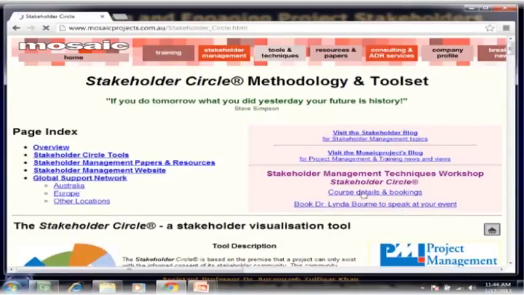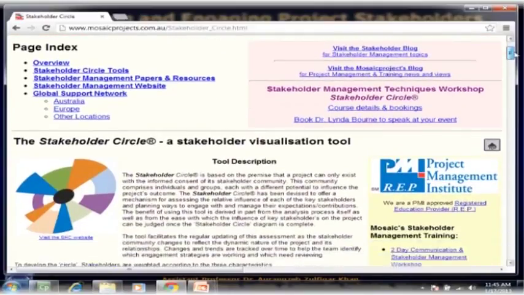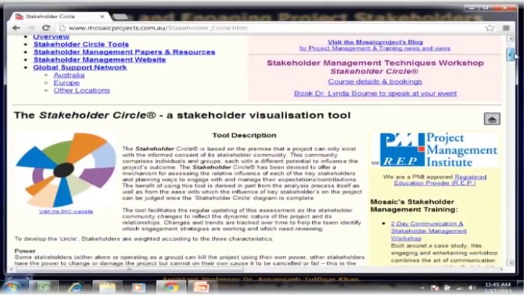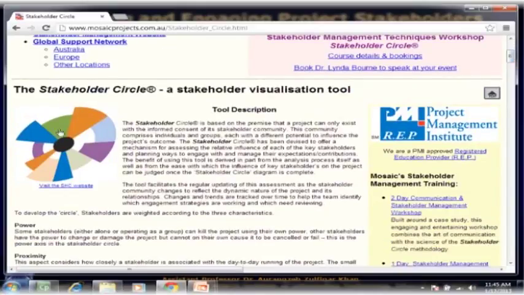Stakeholder circle methodology and tool set. This is a software, by the way, which we'll be looking at in a subsequent class. And you can see here it gives you a lot of information on this software over here. If you want to learn more about the software, you can also visit its website.